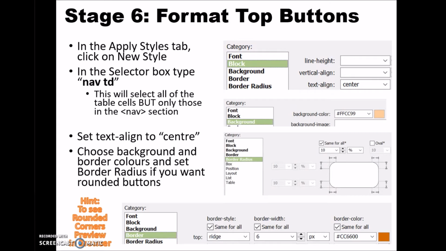So we are going to format the buttons in our navigation section to look more like buttons. To do this, we will use the nav td selector. We'll set them to centered, and we'll make them colored and rounded to look more like an actual button to be clicked.